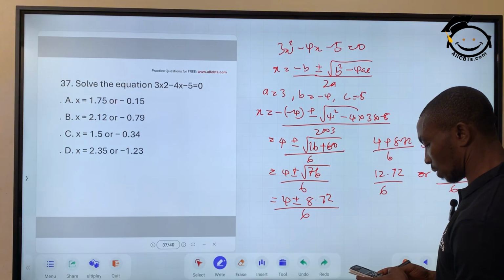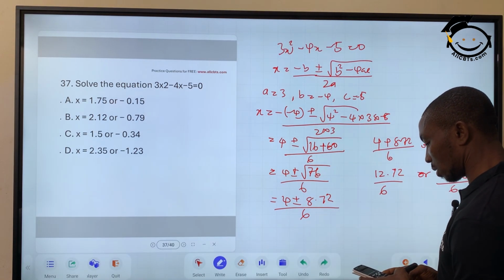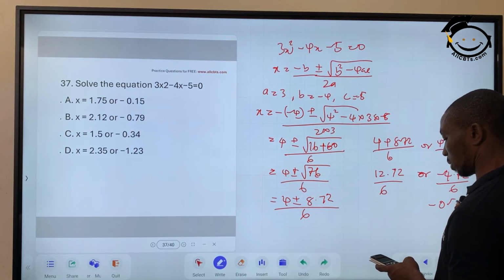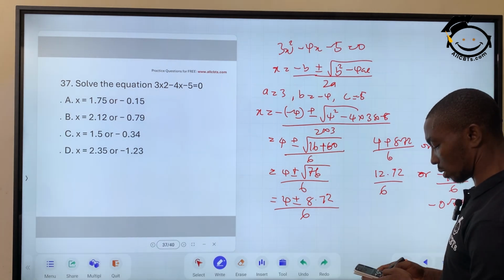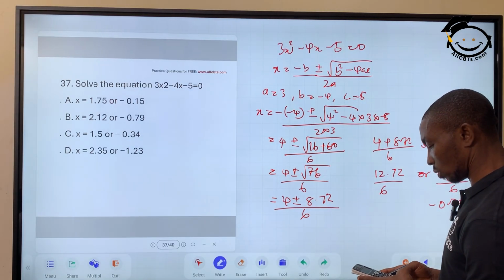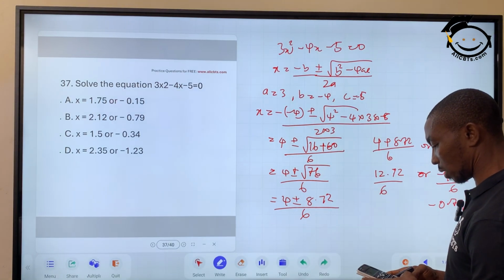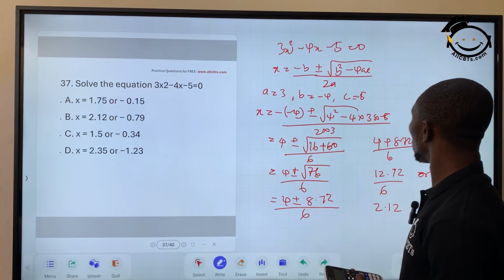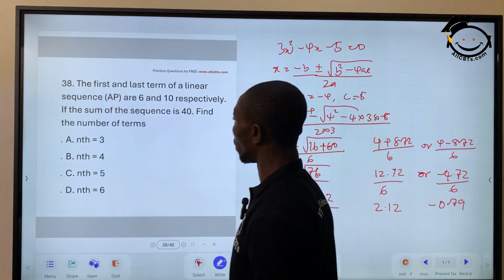So this divided by 6 gives us minus 0.79, and this gives us 12.72 divided by 6 gives us 2.12. So our values will be 2.12 or minus 0.79.